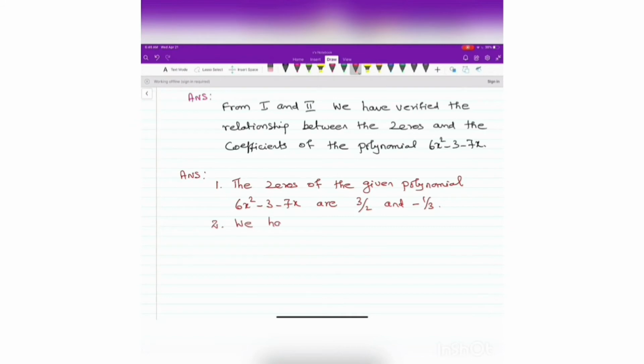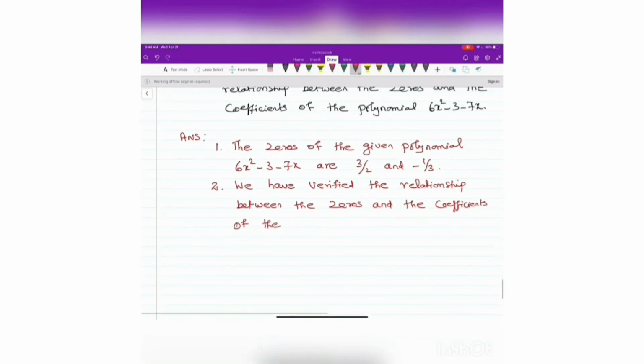We have verified the relationship between the zeros and the coefficients of the given polynomial 6x square minus 3 minus 7x. This is how you will be concluding your final answer.